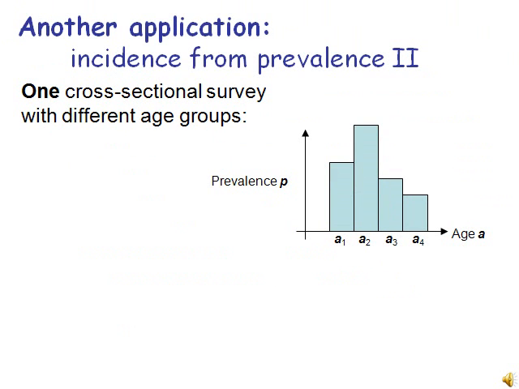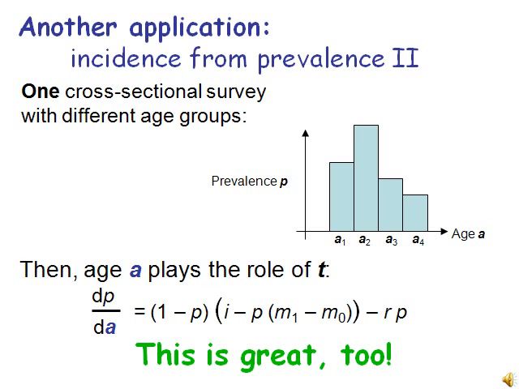For further applications, it may be valuable to get information about the incidence from only one cross-sectional survey. This works fine if several age groups are sampled. In this case, age plays the role of the time variable.